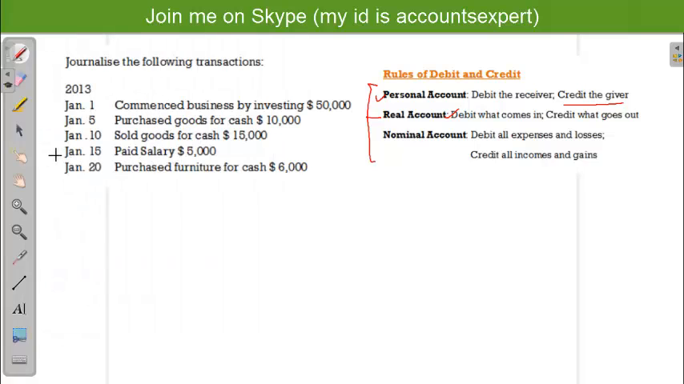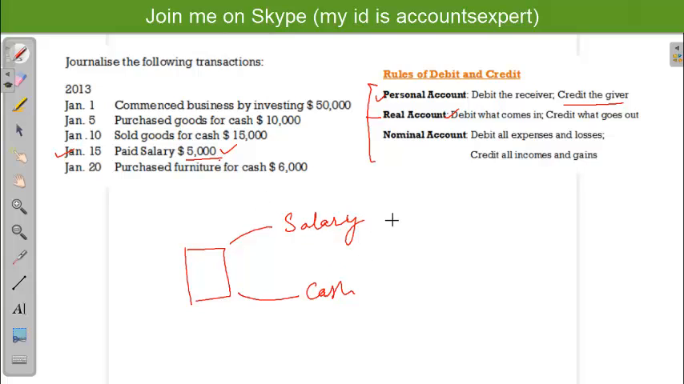Now our next transaction is paid salary $5,000. Now let's see what happened in the business due to this transaction. This is our business, and as we paid salary, so obviously there is expense in the business, and the name of that expense is salary. And due to this transaction cash gone out from the business. So these are the two accounts affected in this transaction.